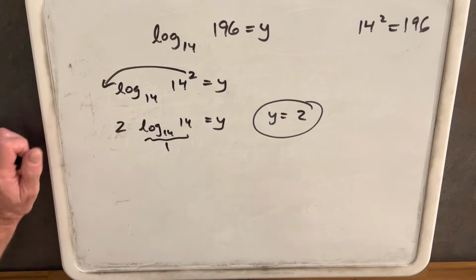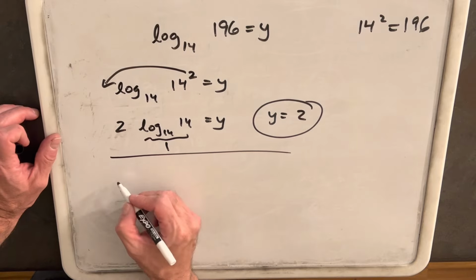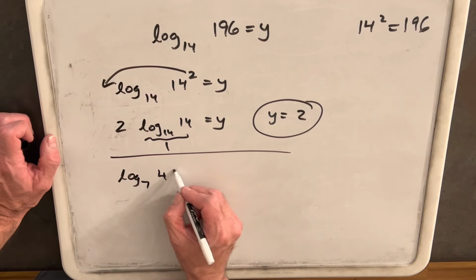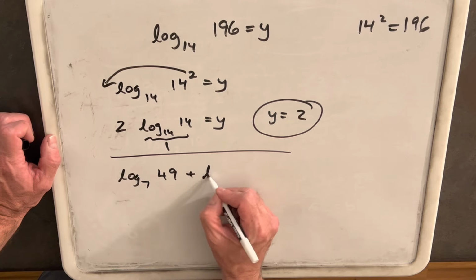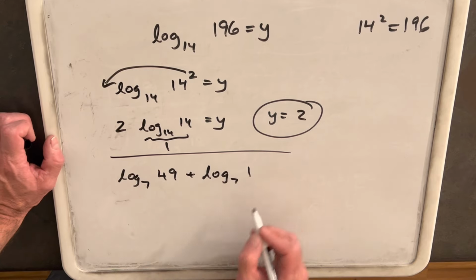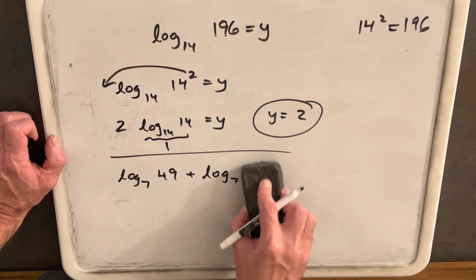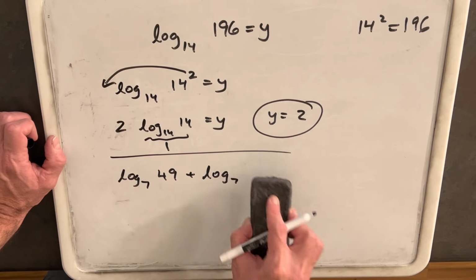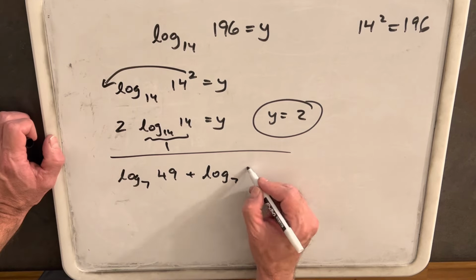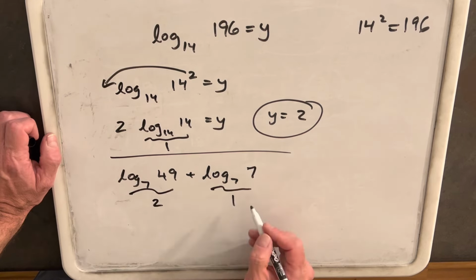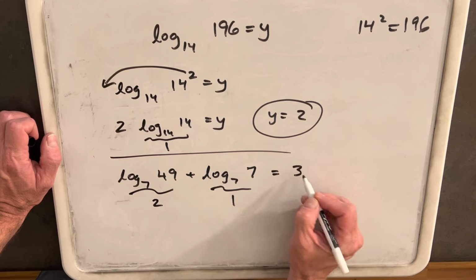Okay, next, something a little different. We have log base 7. Oh, this is too easy. We'll just do this one really quick. Oh, this is a 7. I don't know, maybe I should cut this one out of the video later. What do you think? So this is 2 and this is 1. 2 and 1 is 3.